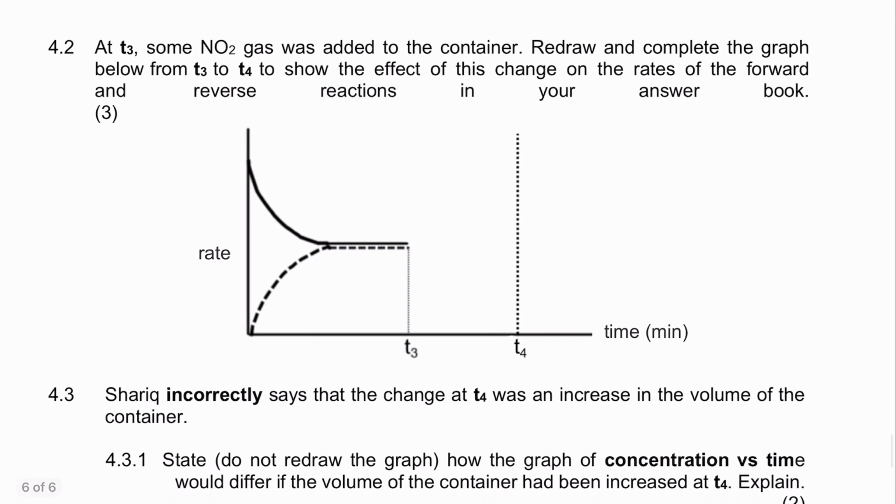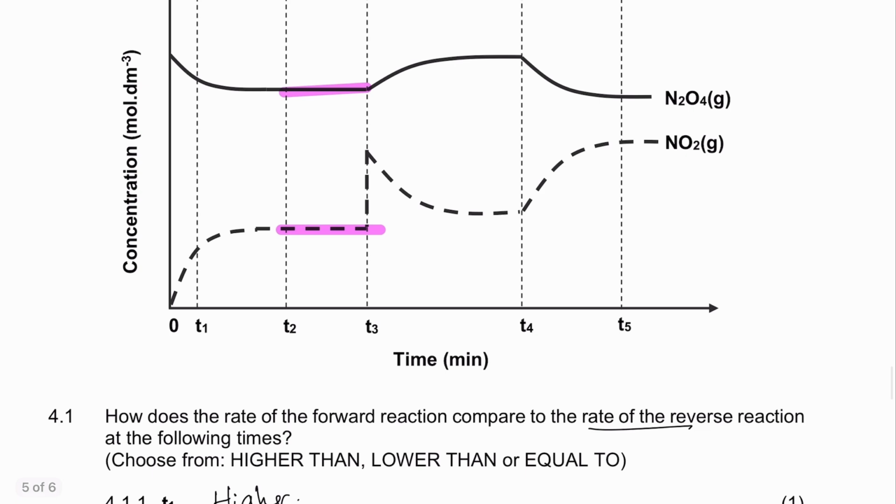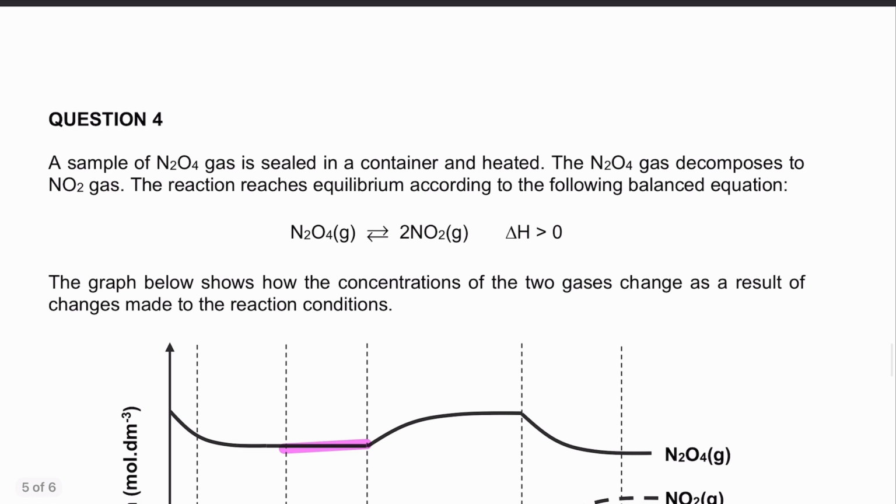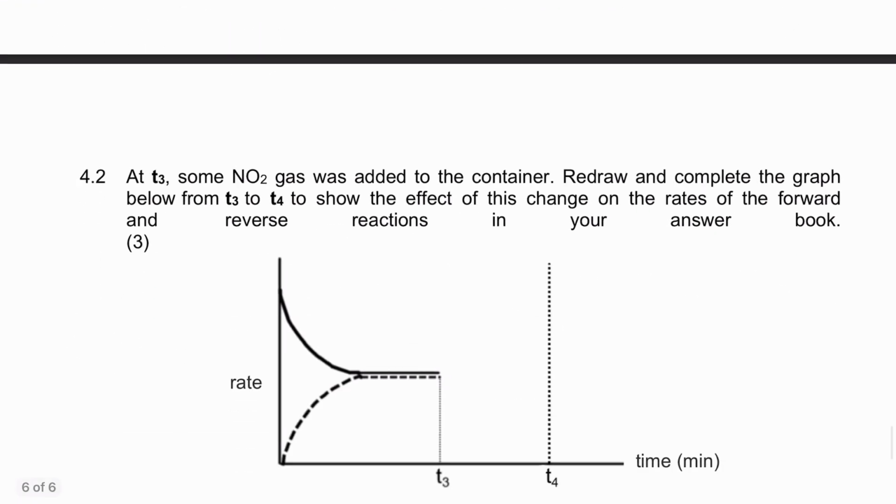Moving on. At T3, some NO2 gas was added to the container. Redraw and complete the graph below. From T3 to T4, show the effect of this change on the rates of the forward and the reverse reaction. Okay. So at T3, they show us here that something increased. NO2 increased. So if they increased the amount of NO2, right, the first thing that we need to understand is that the rate is going to increase. Okay, so why is the rate increasing? Because we have more particles now. And if you have more particles, you have more effective collisions. And if you have more effective collisions, you have a higher rate. So the rate is going to increase.